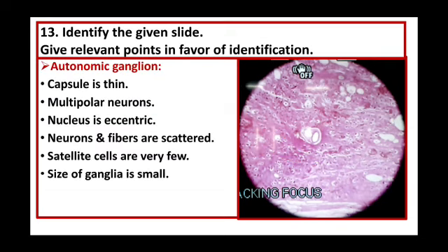So the given slide is autonomic ganglia. The capsule will be thin. It contains multipolar neurons. The nucleus will be eccentric with few satellite cells. Both the neurons and fibers are scattered. When you take the overall size of the ganglia, it will be comparatively smaller.